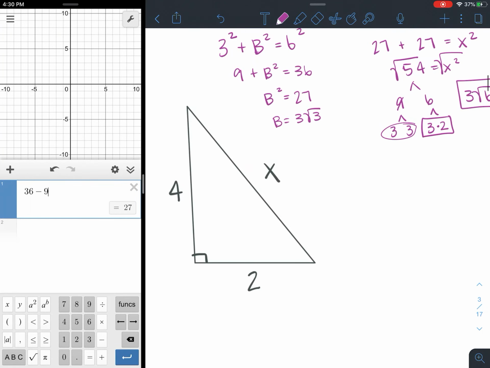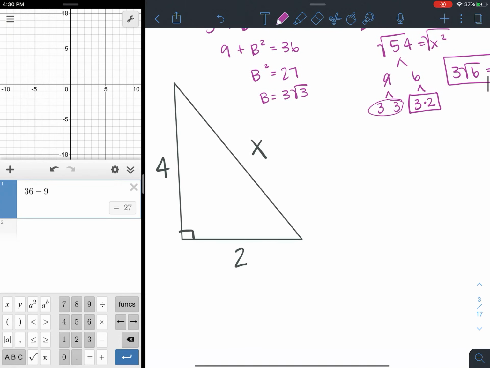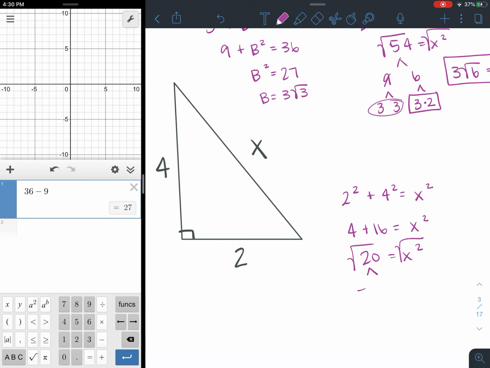And then last one here, I want to find the c squared. So I've got 2 squared plus 4 squared is equal to x squared. And 4 plus 16 equals x squared. Keep going. And simplify. 4 times 5. Bring out your 2's. Loner 5 stays home.